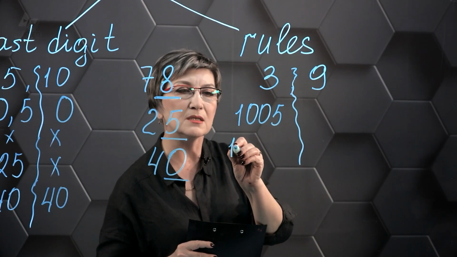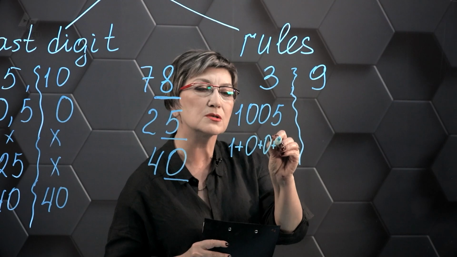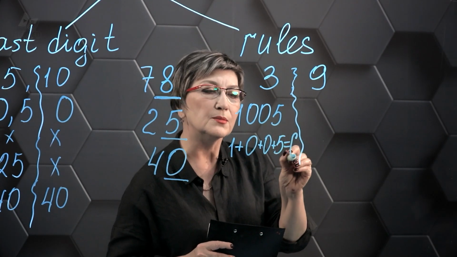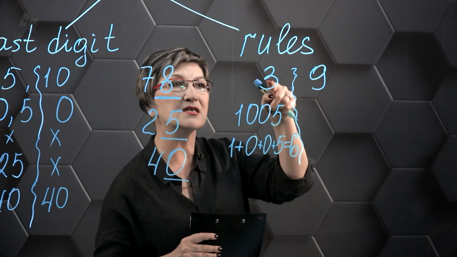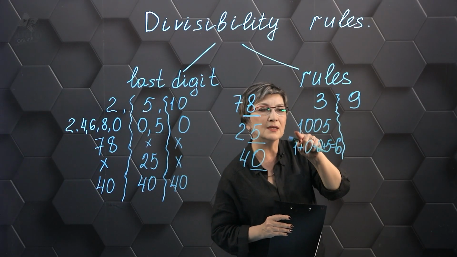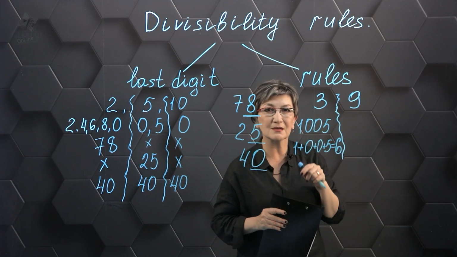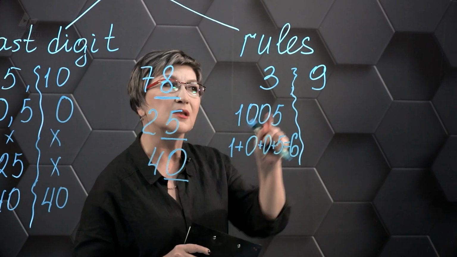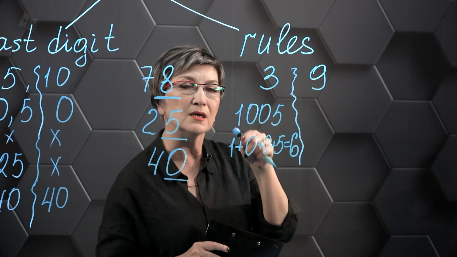What am I going to do? 1 plus 0 plus 0 plus 5. You get the number 6. And 6 can be divided by 3. Then I am saying that 1005 can be divided by 3 without a remainder. That's the same rule we'll use when we answer the question of whether a number can be divided by 9.